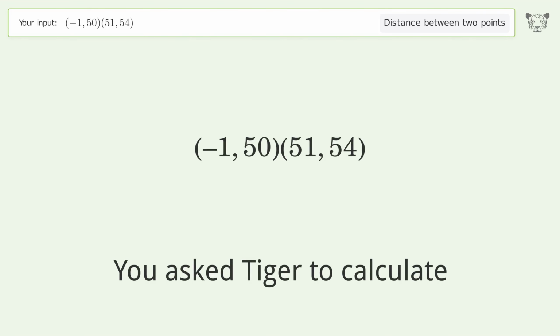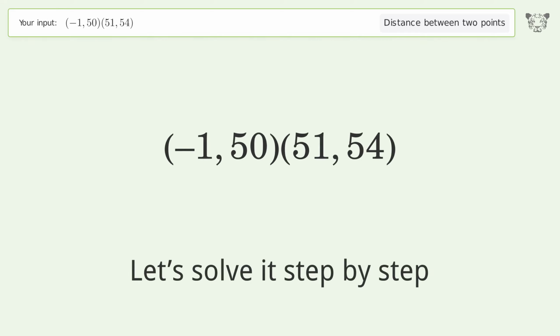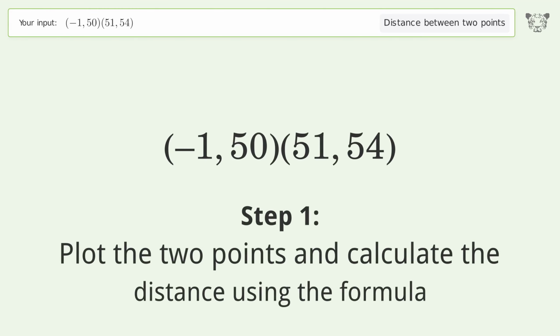You ask Tiger to calculate. This deals with the distance between 2 points. The distance between the 2 points is the square root of 2720, or 52.154. Let's solve it step by step. Plot the 2 points and calculate the distance using the formula.